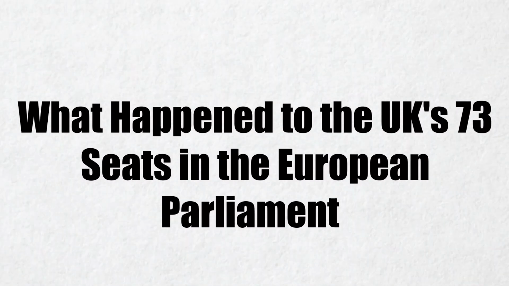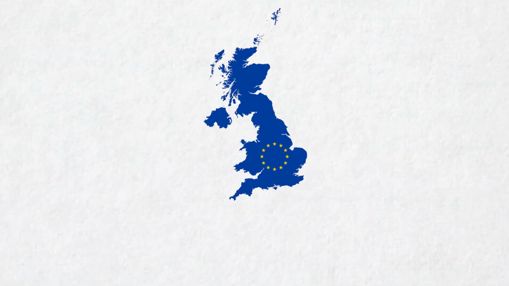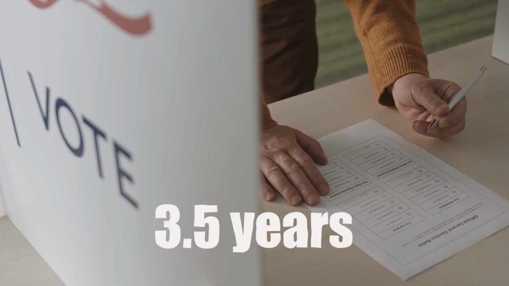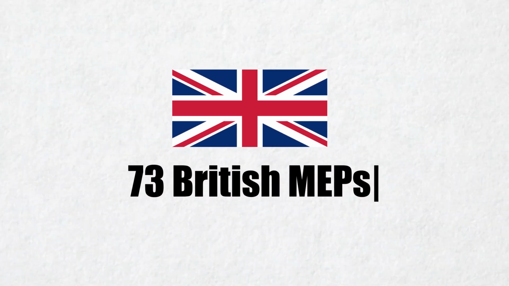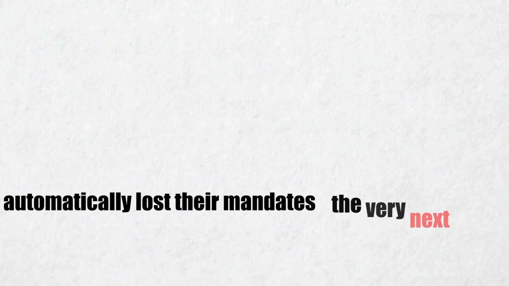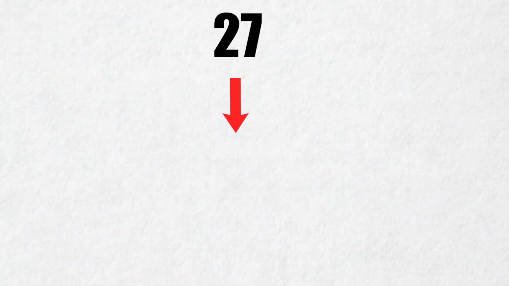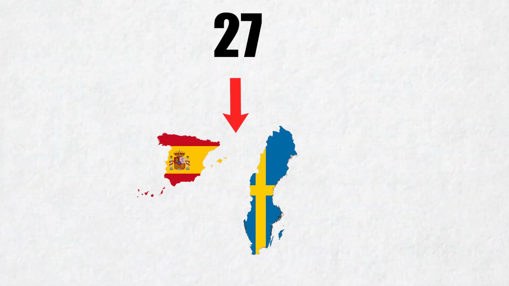What happened to the UK's 73 seats in the European Parliament? After England left the Union on January 31st, 2020, about 3.5 years after the referendum, all 73 British MEPs automatically lost their mandates the very next day. Once those 73 seats were vacated, 27 of them were redistributed among other EU member states.